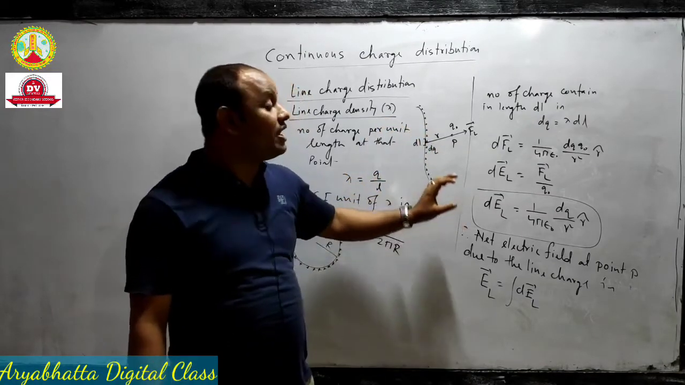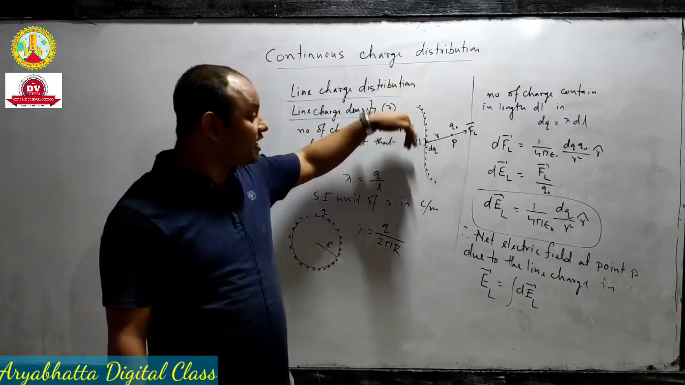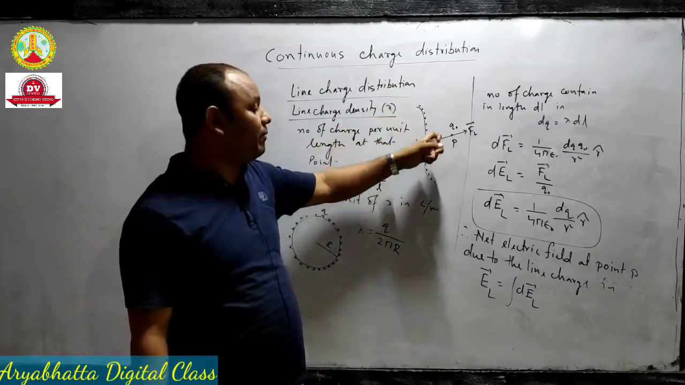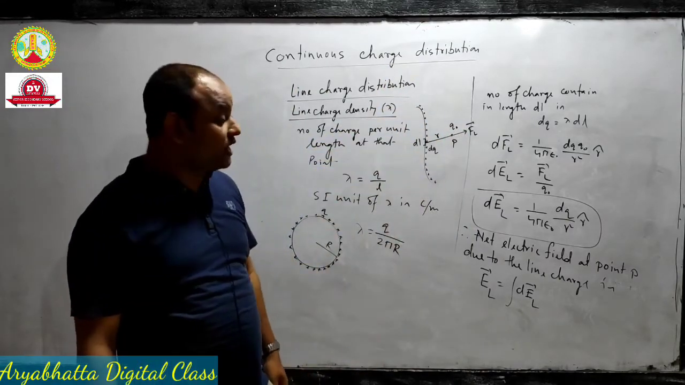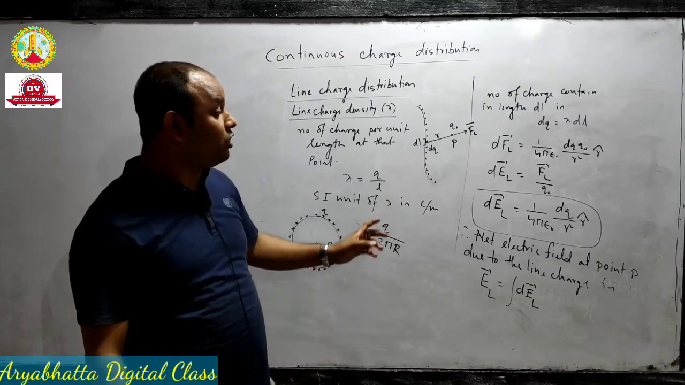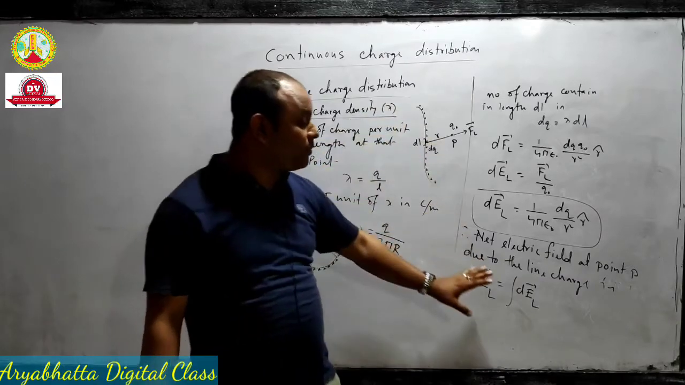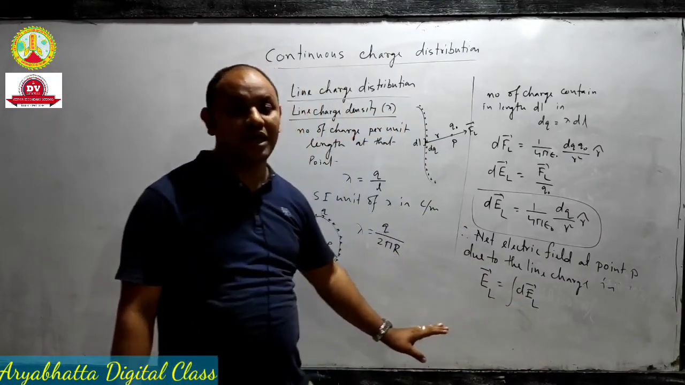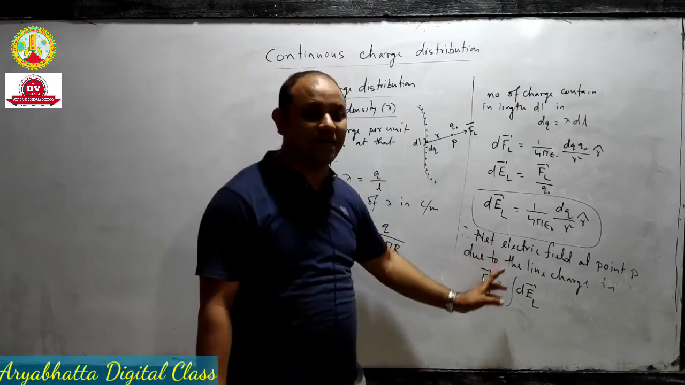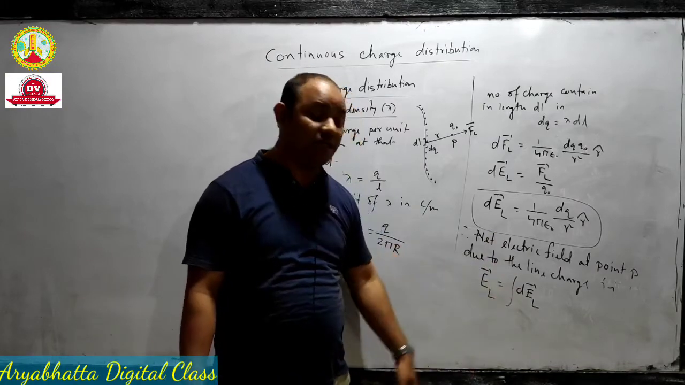हमको क्या निकालना है? इलेक्ट्रिक फील्ड निकालना है ड्यू टू दिस एंटायर लाइन. पूरा लाइन के लिए यहाँ पर हमको इलेक्ट्रिक फील्ड निकालना है. उसके लिए हमको क्या करना पड़ेगा? फॉर दैट वी नीड टू डू द इंटीग्रेशन. अगर होल लाइन के लिए P पॉइंट में इलेक्ट्रिक फील्ड निकालना है तो उसके लिए हमको क्या करना पड़ेगा? इंटीग्रेशन करना पड़ेगा. इंटीग्रेशन dEL.